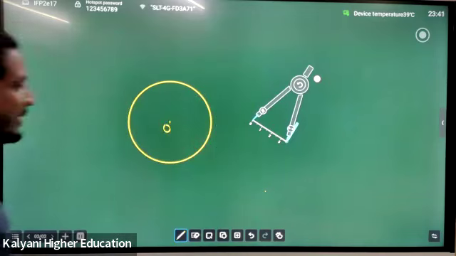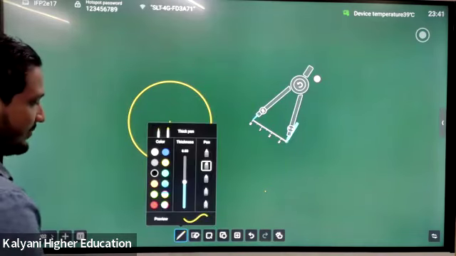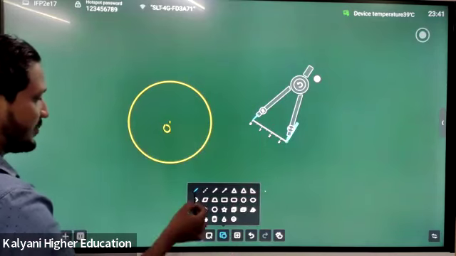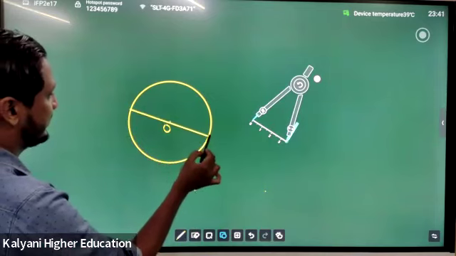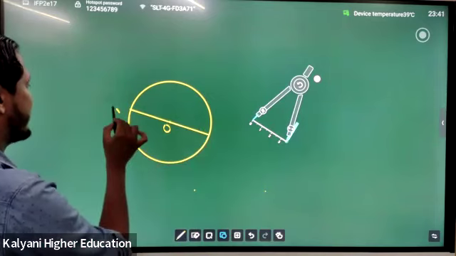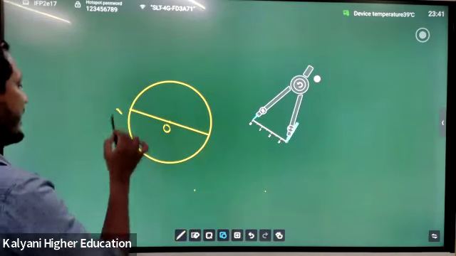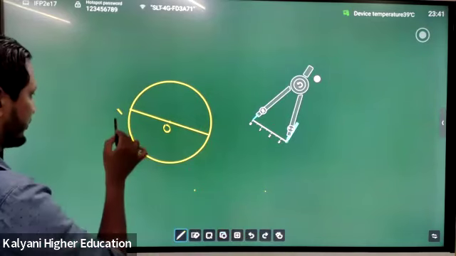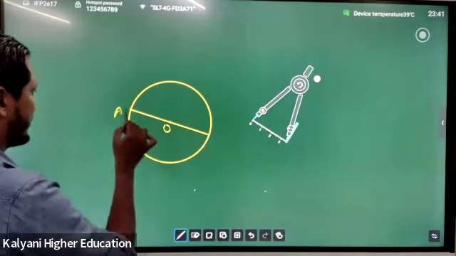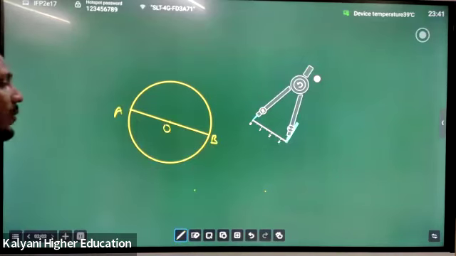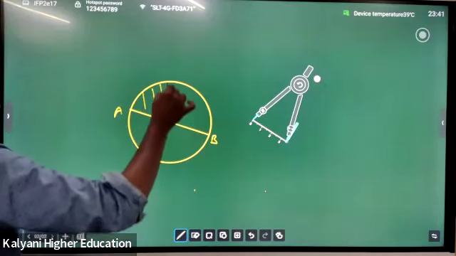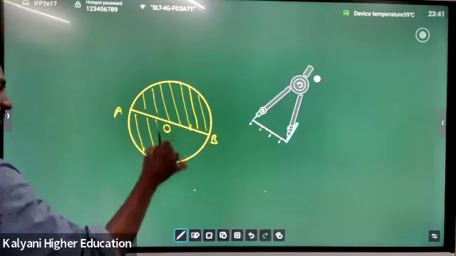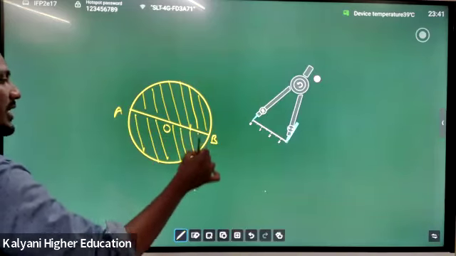Then they said draw a straight line segment which is passing through the center. If I draw that one as A and B, and they ask what you can say about the segments. Each is half of the circle, so we can say these two segments are equal.